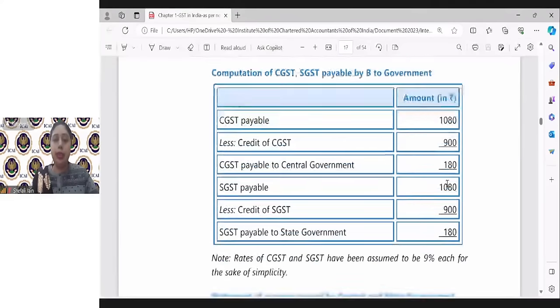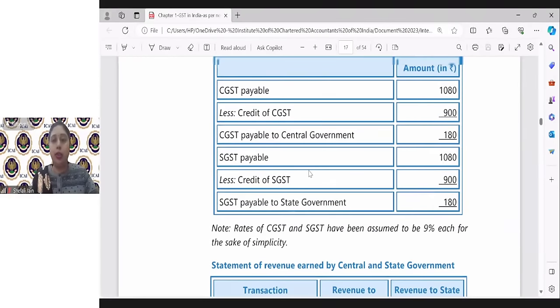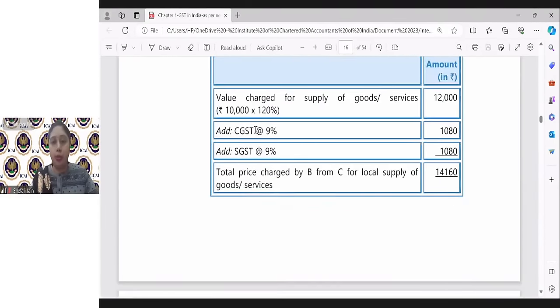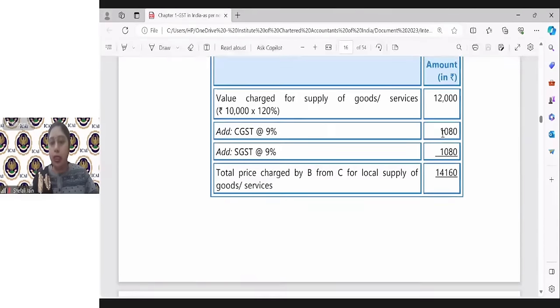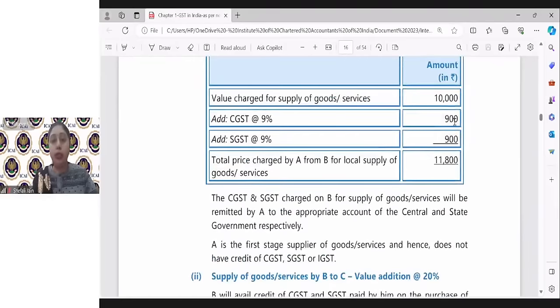And similarly, for the SGST payment of 1,080 rupees, it will use the SGST credit of 900. You can see that this is the output tax, which is 1,080, and this was the input tax, or you can say the ITC of 900, which was available to him because on inward supplies he had paid a tax of 900.